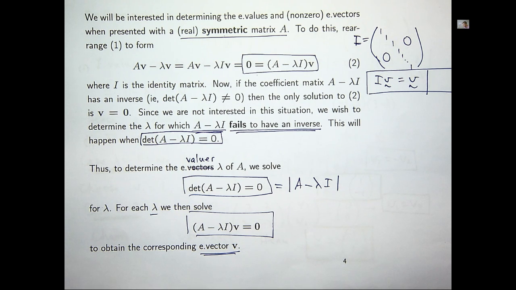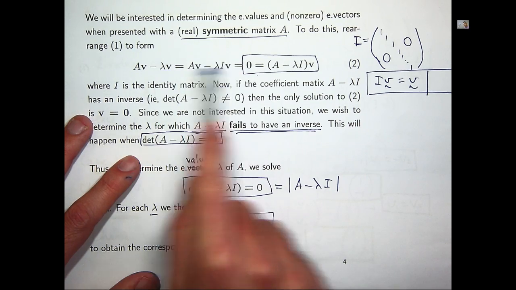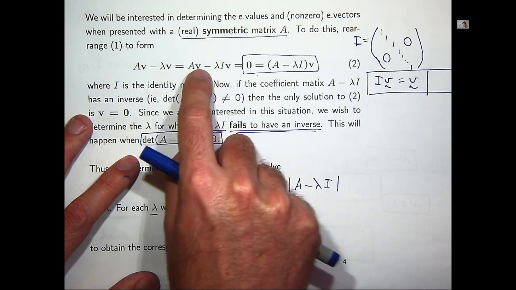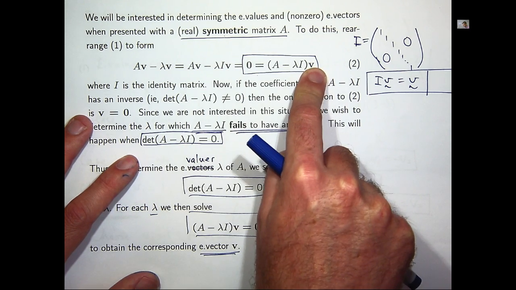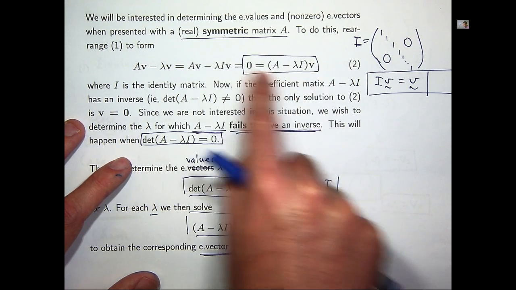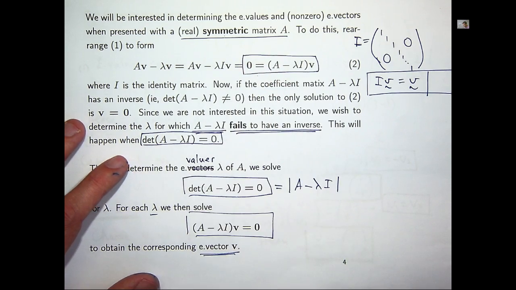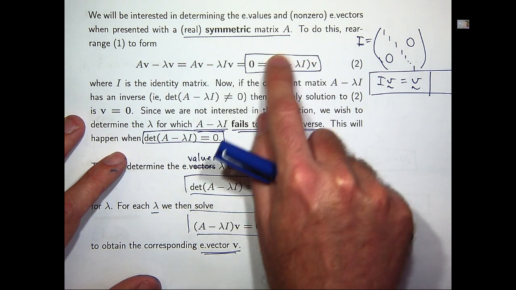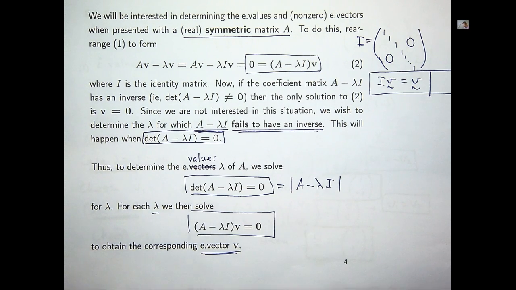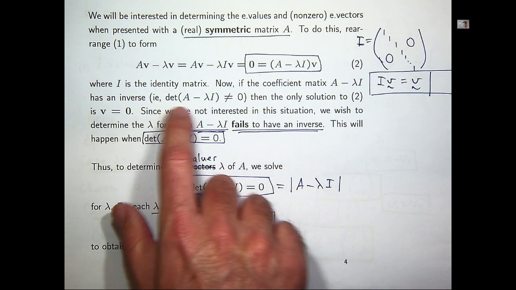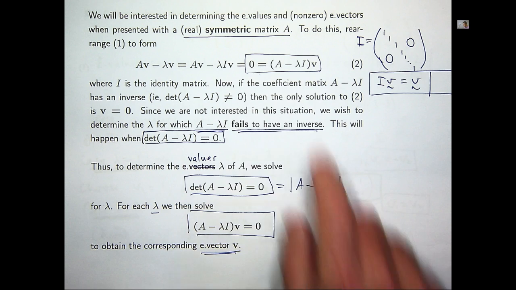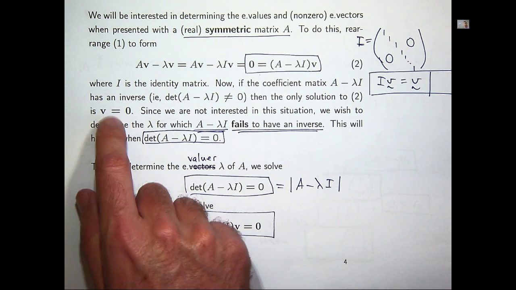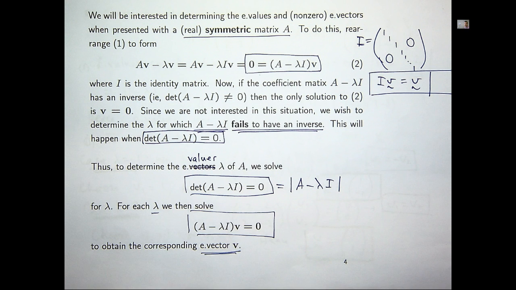Okay, so I can replace this with this, and then I can factor out a common factor of this v here. Now I've got a system of equations, a homogeneous system, and I'm going to concentrate on this coefficient matrix, the A minus lambda I. Now, if that coefficient matrix A minus lambda I has an inverse, in other words, if its determinant is non-zero, then the only solution to this problem is a trivial solution, and we're not interested in that case.